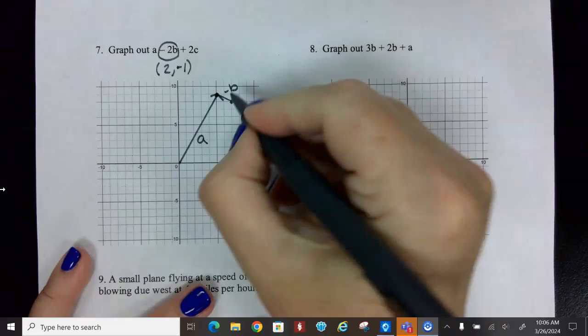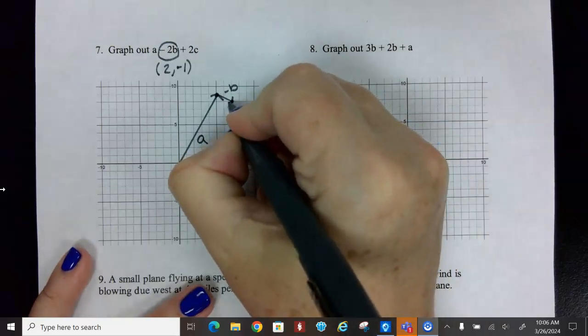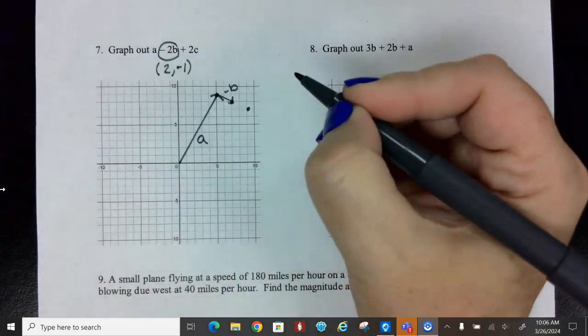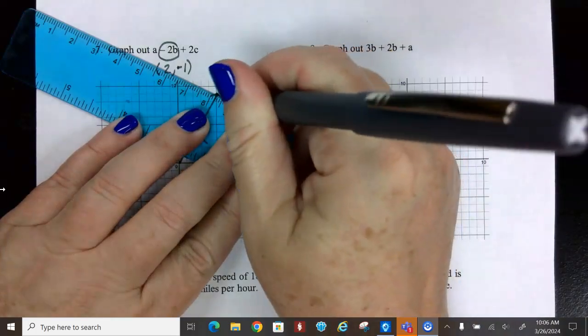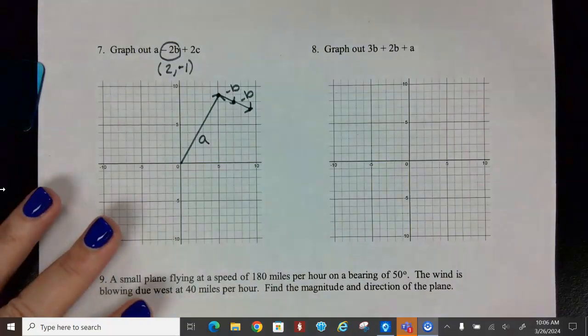And then that's negative b, and we're going to repeat it again. Remember, we're always starting at the tip of the arrow. 1, 2, and then down 1. Okay, negative b. Now we're going to do 2c.